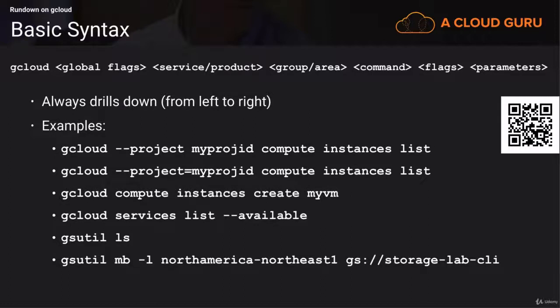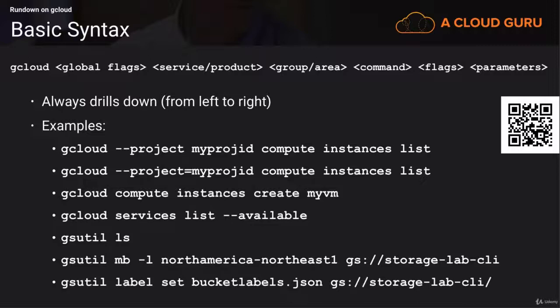You can also give a command to make bucket, and that takes a flag to specify the location, and then the bucket name is specified as the parameter. For this example, gsutil also has you specify the area, which is label. The command is to set, and that command takes two parameters. The first parameter is the name of the file that has the label's JSON document, and the second parameter is the bucket that you want to act on.